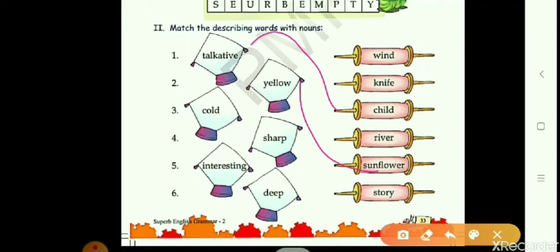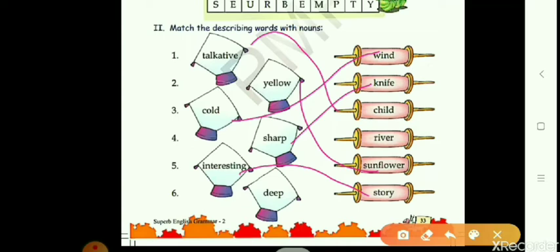Then next is cold. So cold wind. How is the wind? The wind is cold. The word cold describes the wind. Then number four is sharp. Now we will match the word sharp with knife. The knife is sharp. The word sharp describes the noun knife. Then number five is interesting. So we will match it with story. Interesting story. How is the story? The story is interesting. The word interesting is describing the word story.